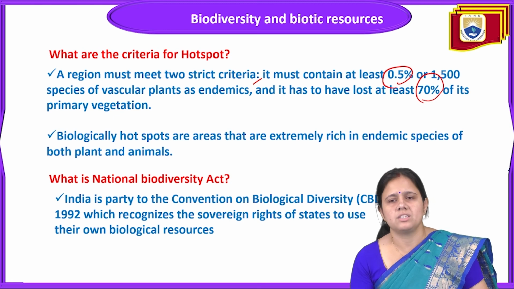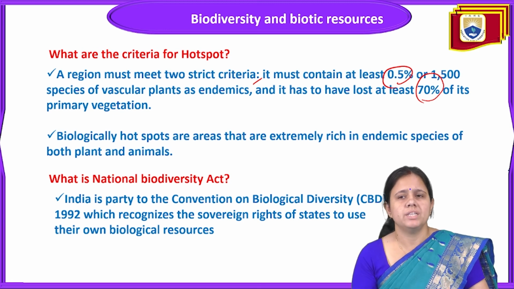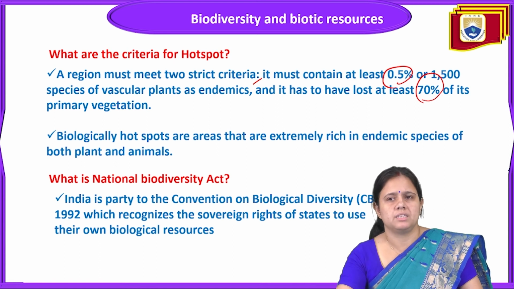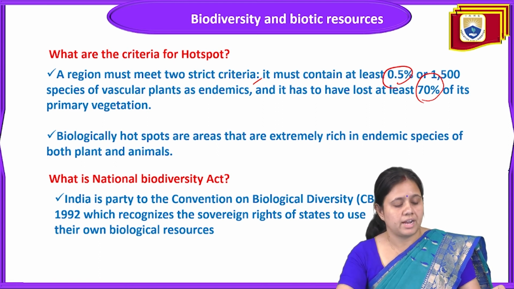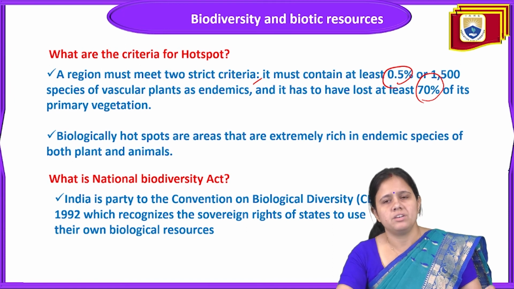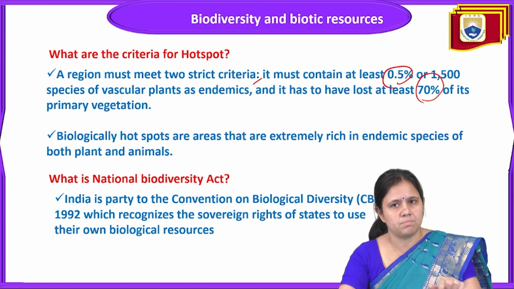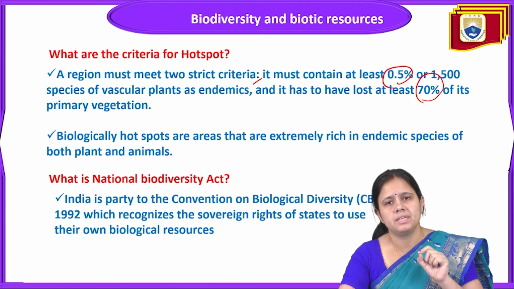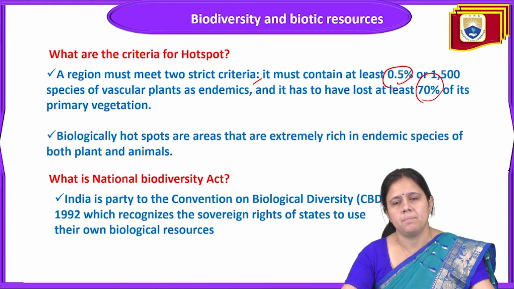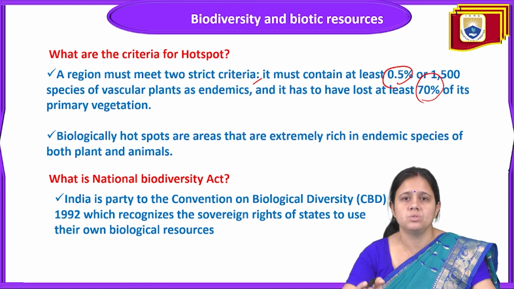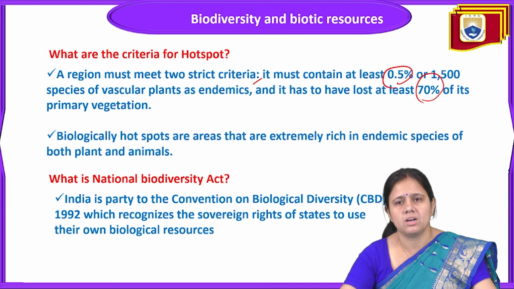Next is, what is the National Biodiversity Act? Once the convention was there, that is called CBD, the Convention on Biological Diversity, in 1992, it recognized the sovereign rights of a state to use their own biological resources. In the CBD, they made rules and regulations regarding the use and equitable sharing of the benefits from their own biodiversity. That is called the Biodiversity Act, the National Biodiversity Act, NBA.